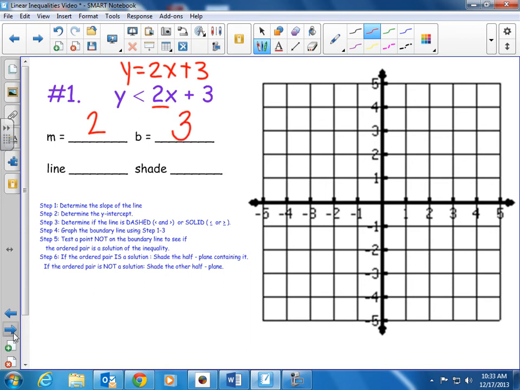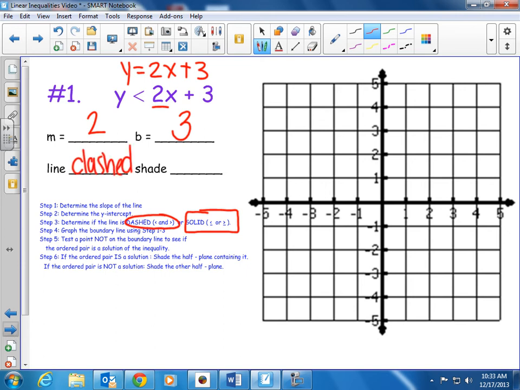Now we have 2 more things that we need to figure out, and that is, what kind of line are we going to draw? Is it going to be a dashed line, or is it going to be a solid line? Remember from the steps you wrote down that it's going to be dashed if it's a less than or greater than, meaning there's no equal to sign underneath it. And it's going to be a solid line if it's one of those two inequalities, less than or equal to, greater than or equal to. So when we look at our inequality, it's less than, so I know that my line is going to be dashed.